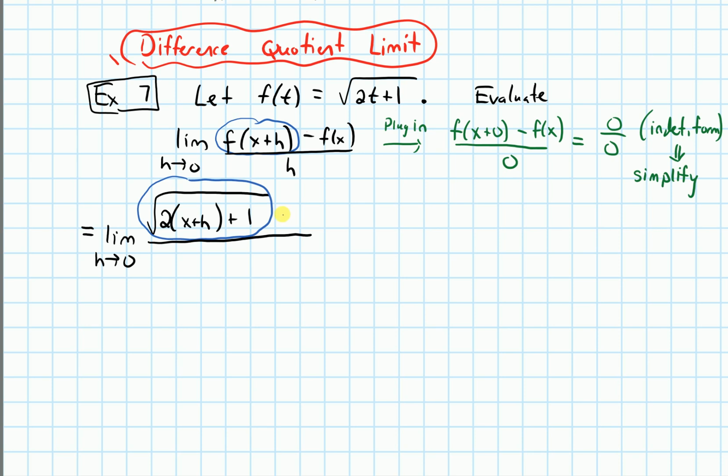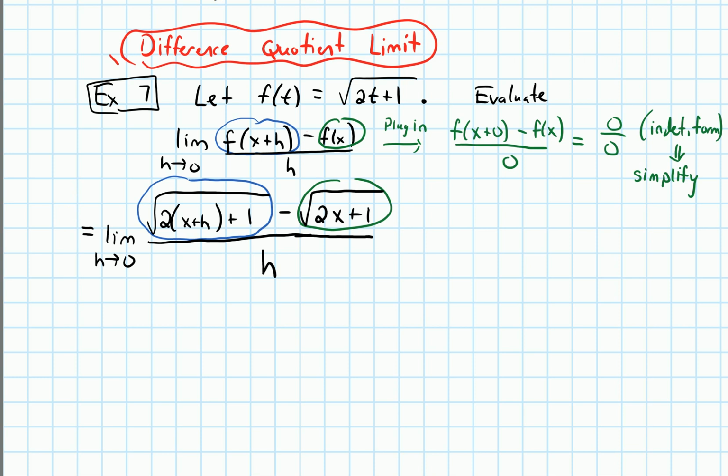Okay, so I have that, and then I have to subtract what f of x is. So f of x means, well, now x is in the parentheses. Plug that in where the t is in our function. So that's going to give us 2 times x this time plus 1. All right, and that is f of x. So we have this whole thing divided by h.